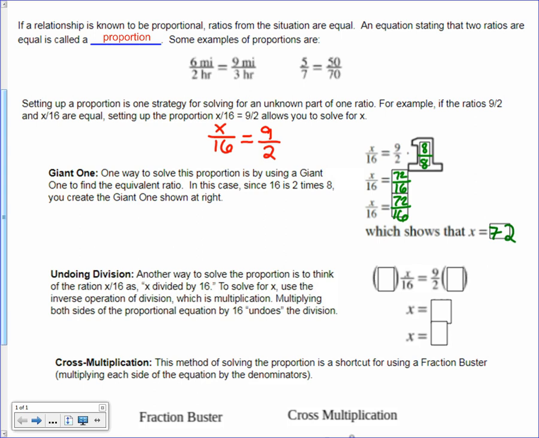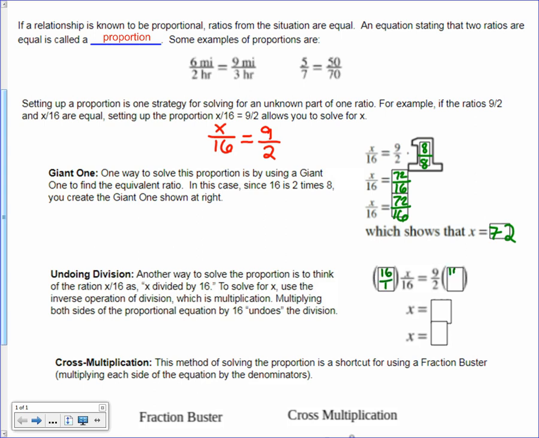Another way to solve the proportion is to think of the ratio x over 16 as x divided by 16. To solve for x, use the inverse operation of division, which is multiplication. Multiplying both sides of the proportional equation by 16 undoes the division. So we would write this as 16 over 1.